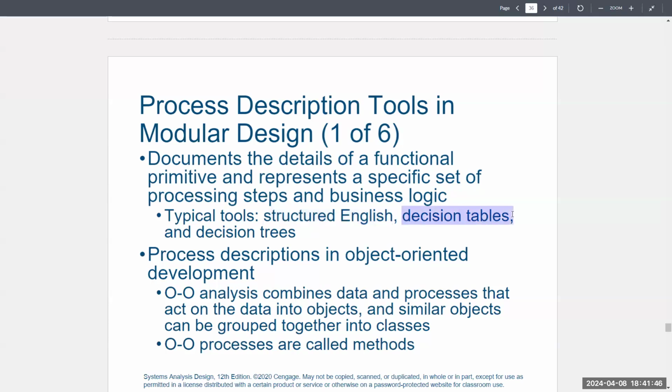Some cases you may use other types of techniques like decision tables and decision trees, right? We probably have an example of a decision table and tree later on in this slide. Because sometimes representing all the complex business logic in pure English is difficult. That's why we take the help of these decision tables and trees, right?